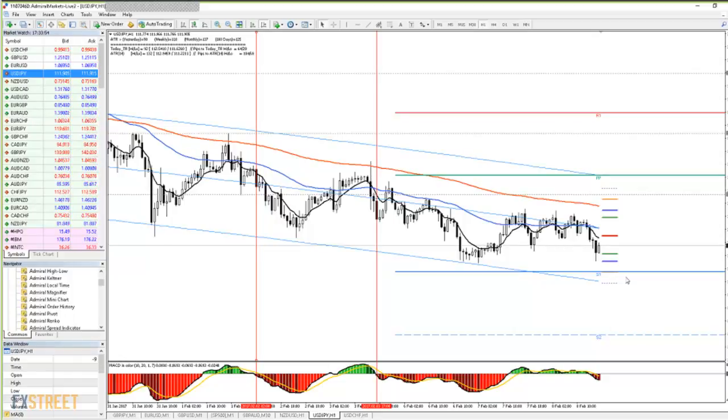Take the half, it's called scaling out. Take the half out and then ride a free ride. Scaling out is always a good thing to do if you are not sure whether you will take the whole trade or put everything to break even. It's always good to have a middle line. It's called scaling out. Take half of your position, put the rest to break even, and ride a free ride.